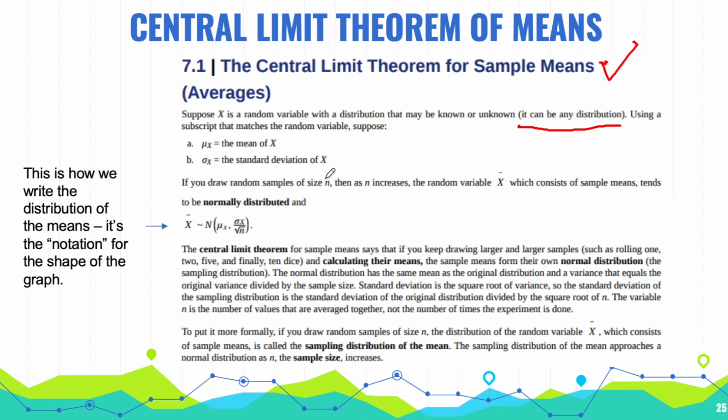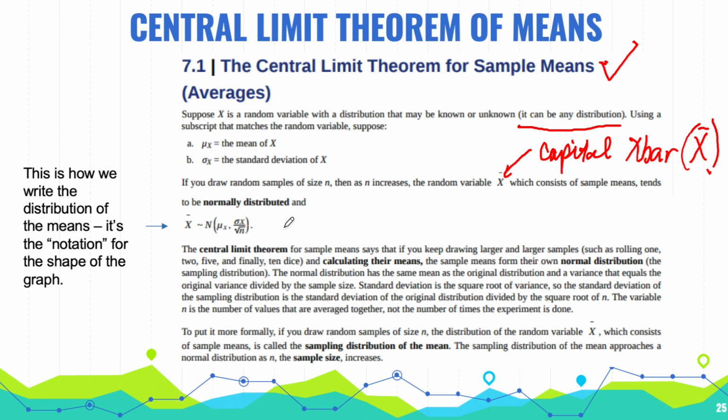Now, if you draw random samples of size n, then as n increases, or as the sample size increases, the random variable capital X bar, which consists of sample means, tends to be normally distributed. And we write it this way: capital X bar, or the sampling distribution of the means, approximates a normal distribution, and the mean is the same as mu of the original x distribution. And the standard deviation you have to calculate using this formula. You take the standard deviation of the original x distribution and you divide it by the square root of your sample size. It might look confusing, but it's really simple to calculate.